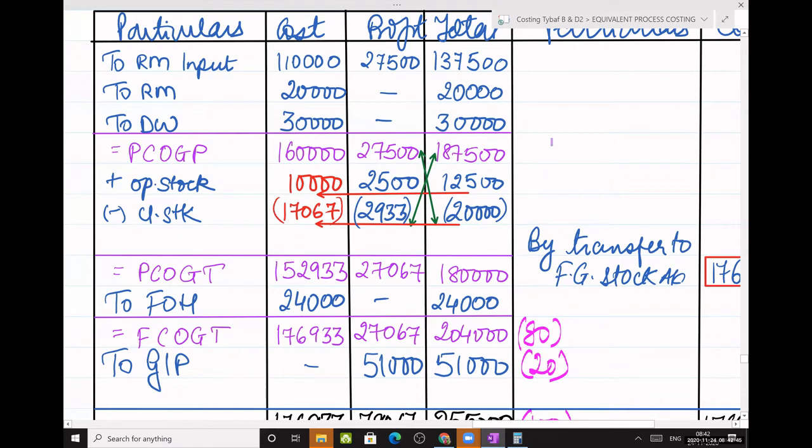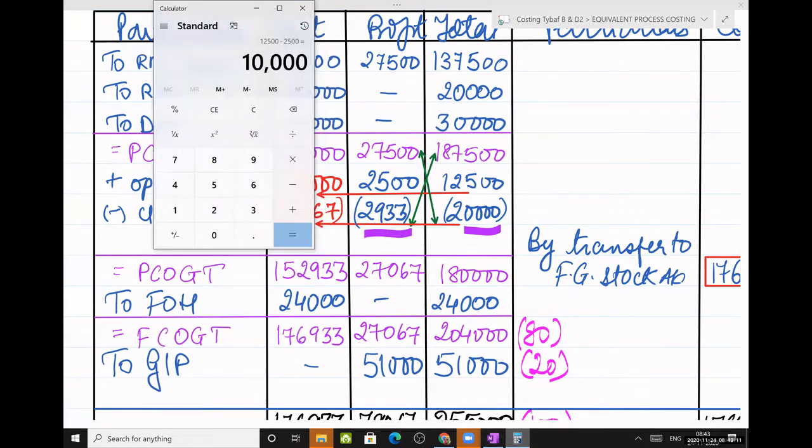So what have they said? Closing stock is valued at prime cost. So this is my prime cost here. See, in green, I have shown you the cross multiplication sign. So you will cross multiply, you will get the answer. So this is 20,000. When you cross multiply, you get 2933. You can check 1,87,500, 1,87,500 into, just a minute.